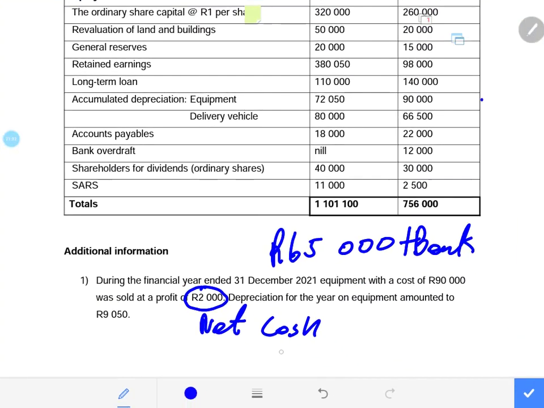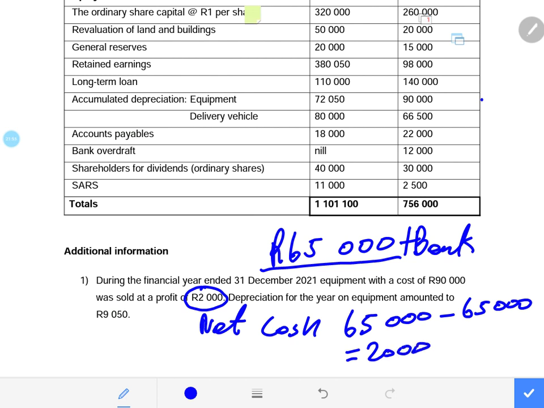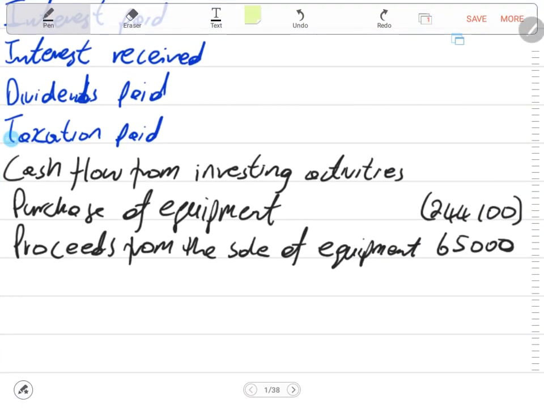However, the 2,000 rands, which is the profit, is not cash that we have received. It's a non-cash item. Why? Because we have already received cash. So now what we did, we said from the cash we have received minus the carrying amount, the difference of 2,000 rands is a profit, but we have not received extra money of that 2,000 rands. It is already part and parcel of that 65,000 rands that we have recorded in the statement of cash flow as proceeds from the sale of the equipment.